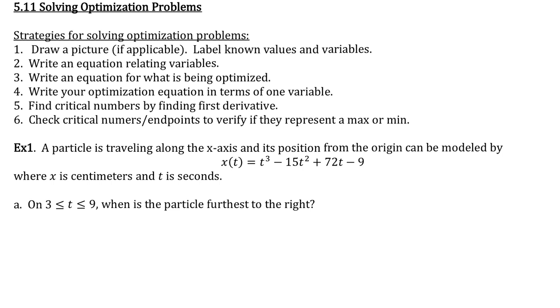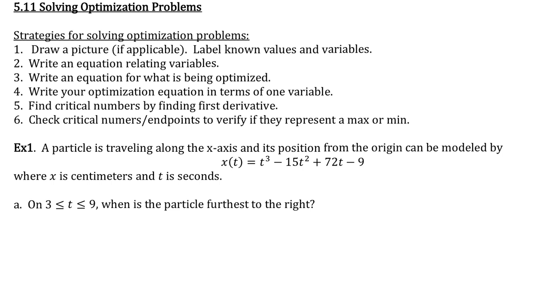We draw a picture, if applicable. We write an equation relating the variables. We write an equation for what's being optimized. We write the equation in terms of one variable. We find the critical numbers by finding the first derivative and setting it equal to 0 or does not exist. We check critical numbers and endpoints to verify if they represent maximums or minimums and answer the question.